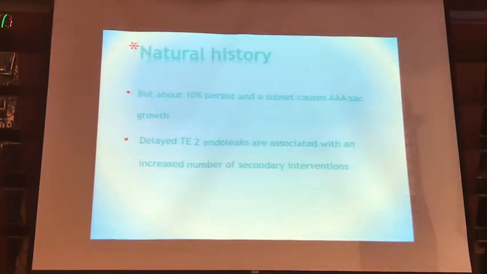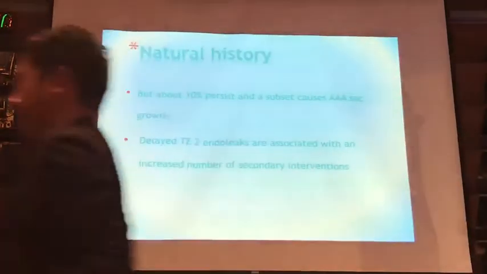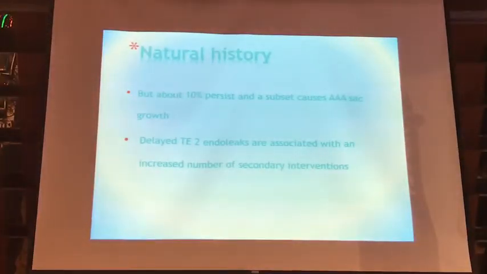And the natural history is about 10% persistent, and a subset causes aneurysm sac growth. And delayed type 2 endoleak is associated with an increased number of second interventions.